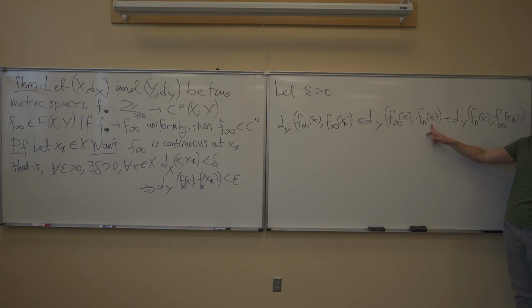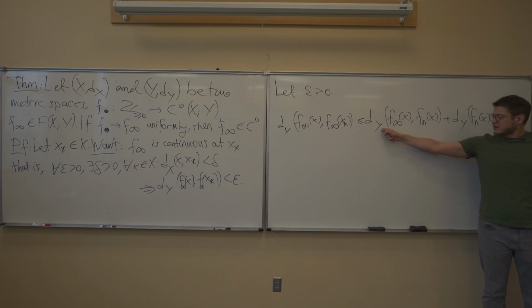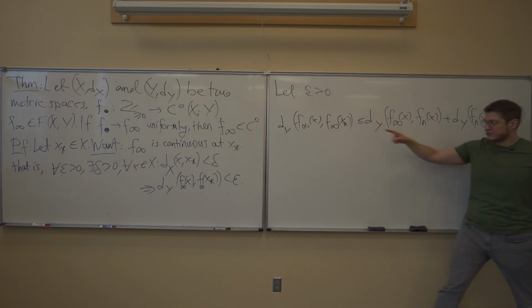Now, why did I inject this term into this expression? Well, because I know that this is bounded by the C0 distance between f sub n and f infinity. That's why I fed it the same point. So this I have control over. I know that as n goes to infinity, this is going to decay to 0 by uniform convergence.